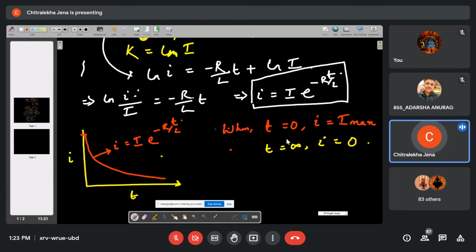Now similarly, what will be the voltage across the resistor? Tell me. How will be the graph?